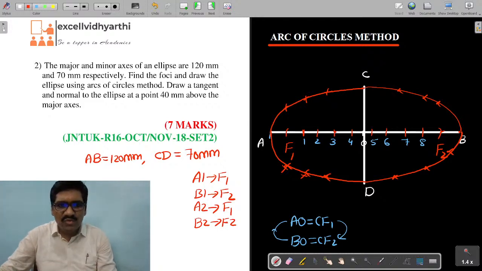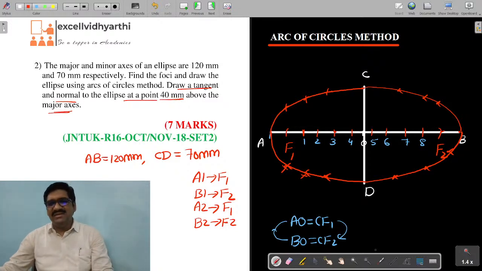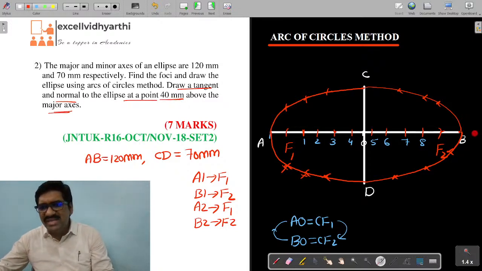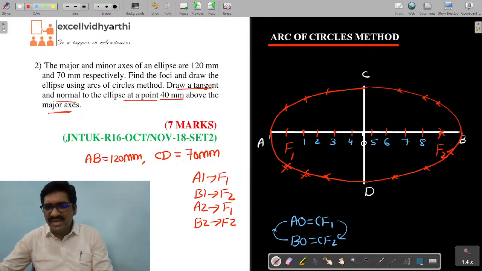Just see what the question says. Draw a tangent and normal at a point on the ellipse 40 mm above the major axis. Can I say all of you this becomes the major axis or not? This is the major axis. So this is the major axis, all of you.